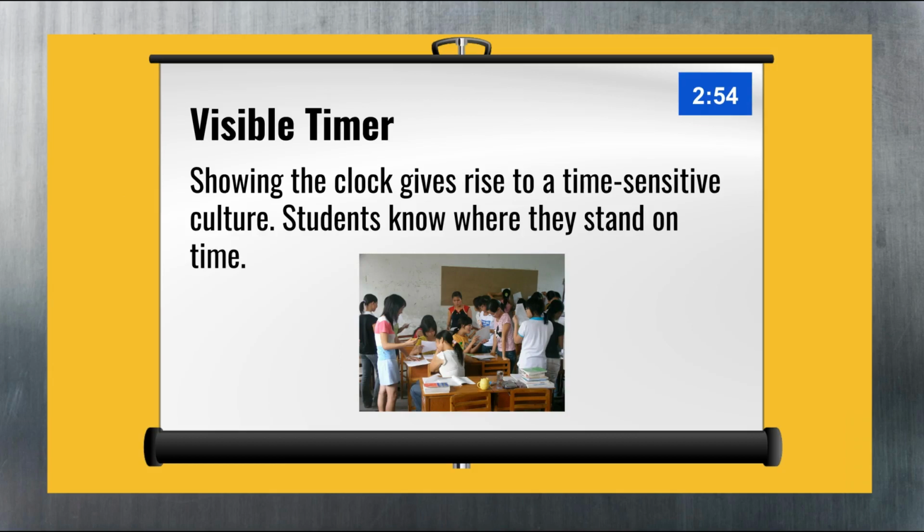Showing the clock gives rise to a time-sensitive culture. Students know where they stand on time. Showing the clock also has the added benefit of helping you to discipline yourself to stay focused on the task and use time effectively.